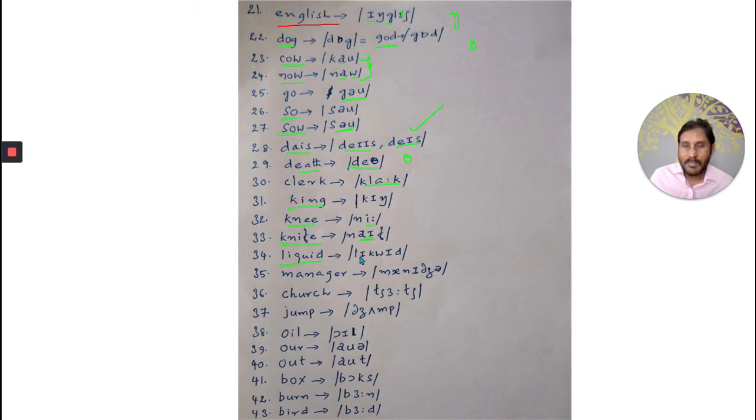Liquid, just go by the sound as here. L-I, li. K-W, I, quid, liquid. There is no confusion here. This is very simple. And manager, we say. It's not manager. Manager.